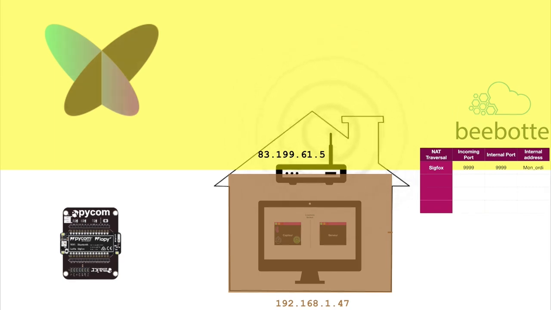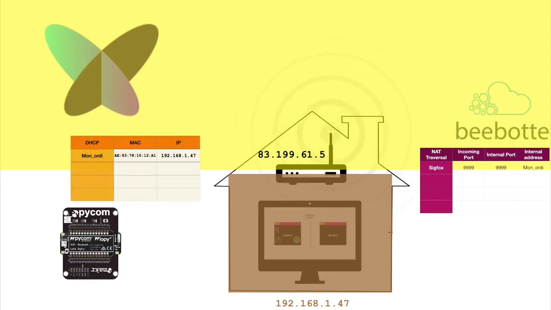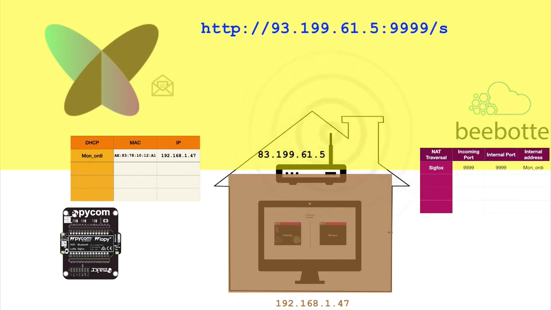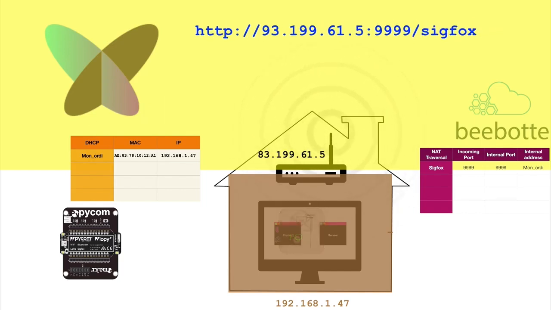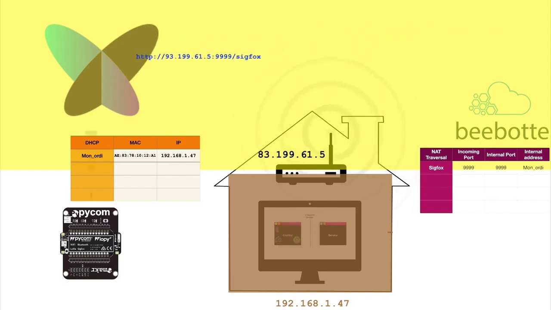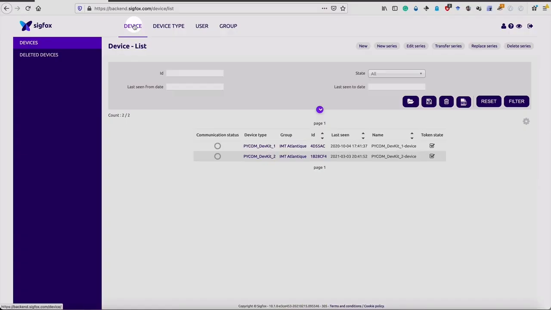The approach is generally the same. Configure DHCP so that your computer always has the same address in the house. Then configure NAT so that packets addressed to a port are sent to this computer. Once NAT is set, the URI to reach our computer will be HTTP, then the public address :9999/Sigfox.